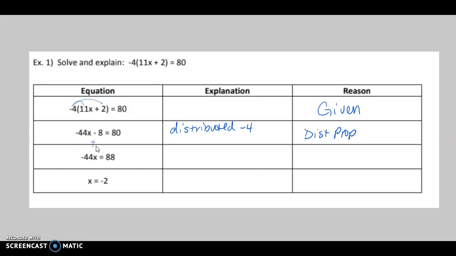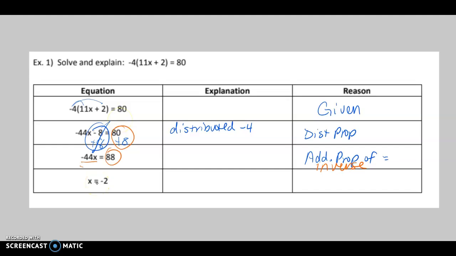Here it looks like someone added 8 on both sides. So we're going to use the addition property of equality. Please feel free to abbreviate as long as it's clear. And we actually used two properties here. Every time you use the addition or subtraction property of equality, you're also using the inverse property and substitution, because 80 plus 8 is actually 88, but we'll get into that later.